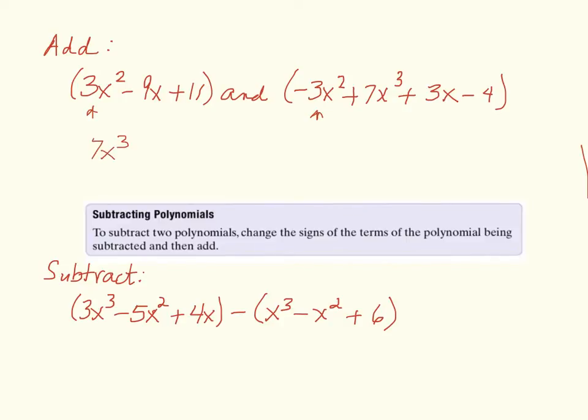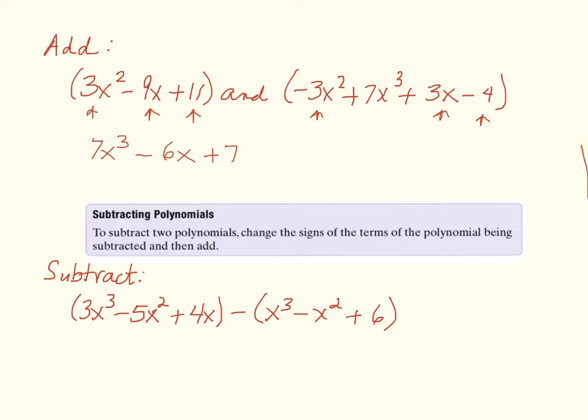But then we have a negative 9x and a positive 3x, so that's minus 6x. Then we have 11 minus 4, so it's plus 7. Have we combined everything we can combine? The 3x squareds cancel. So we have 7x cubed minus 6x plus 7. So we've done everything we can do there.